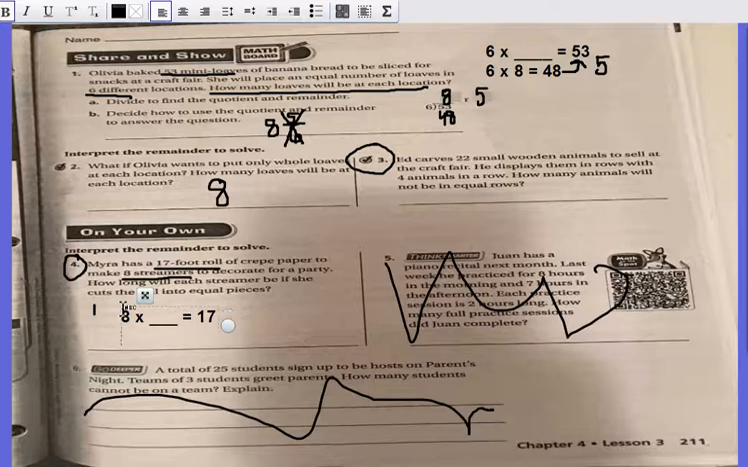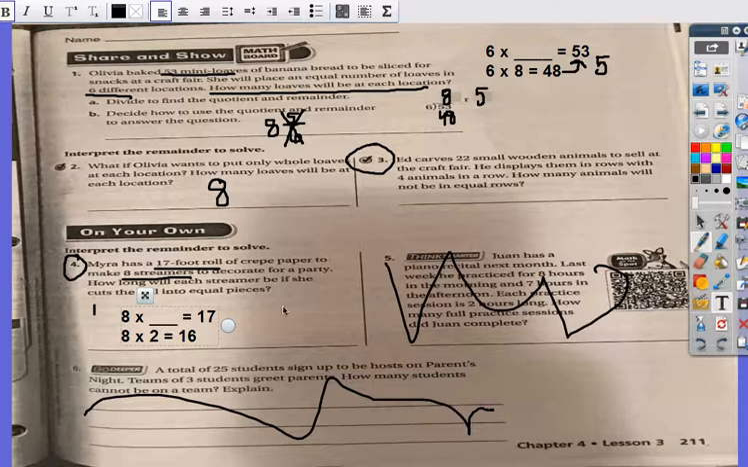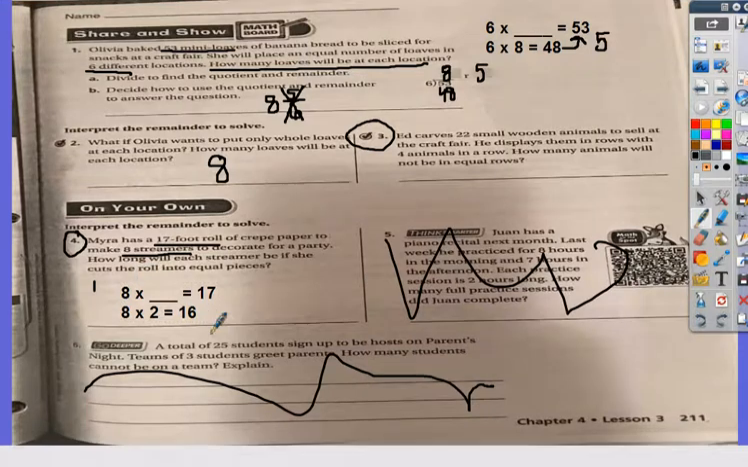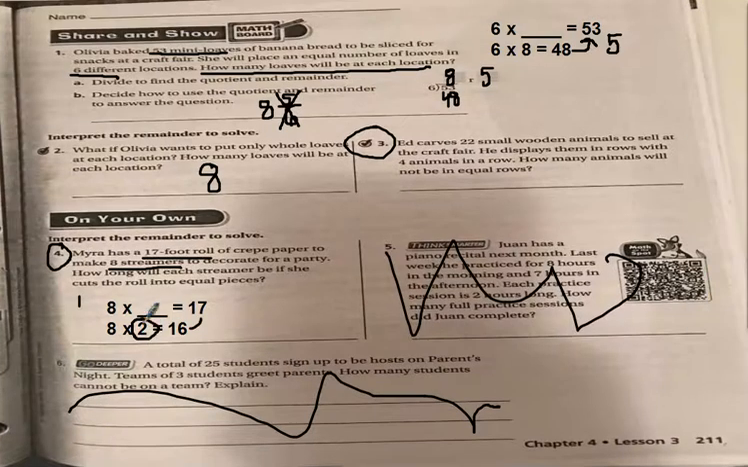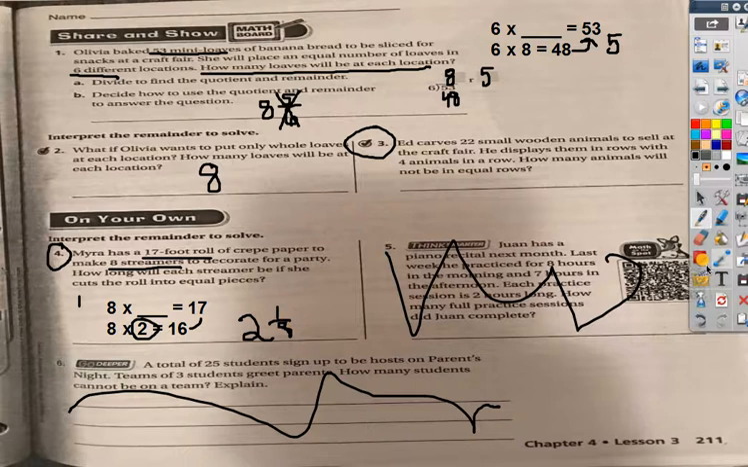8 times 3 is 24, too much. So 8 times 2 equals 16. Looks like I'm short 1. So my answer would be 2, and then I'm short 1, the remainder. My remainder over my divisor, so 2 and 1, and then it says 8 streamers, so I'm going to put an 8 down here. That was an ugly 8, I apologize for that.